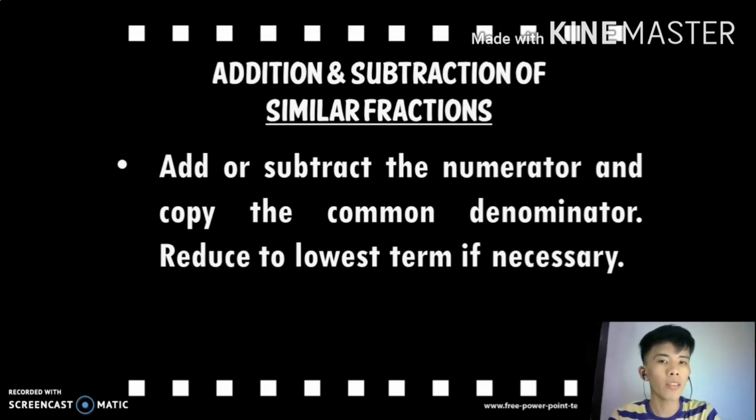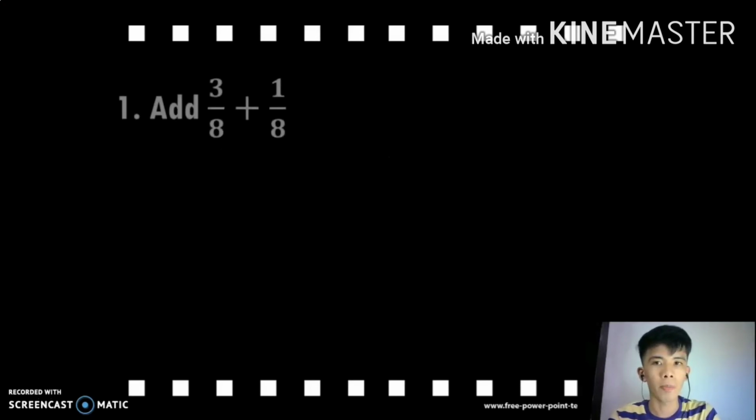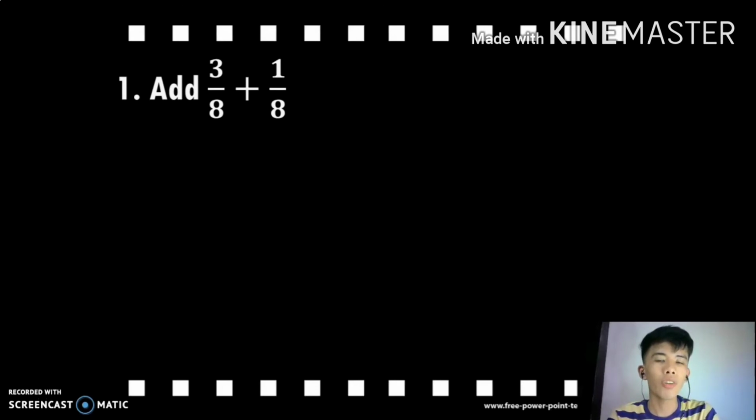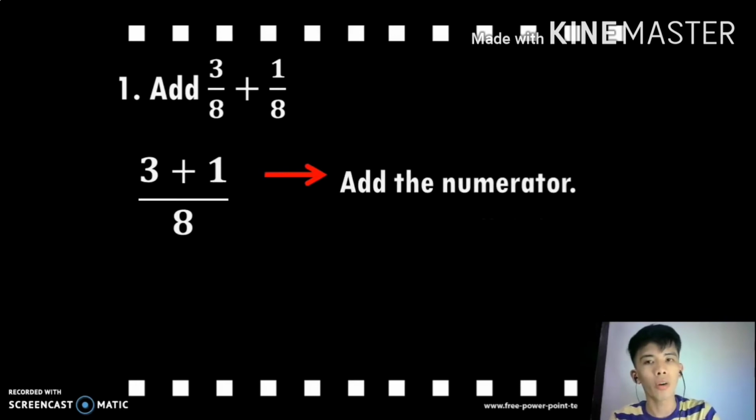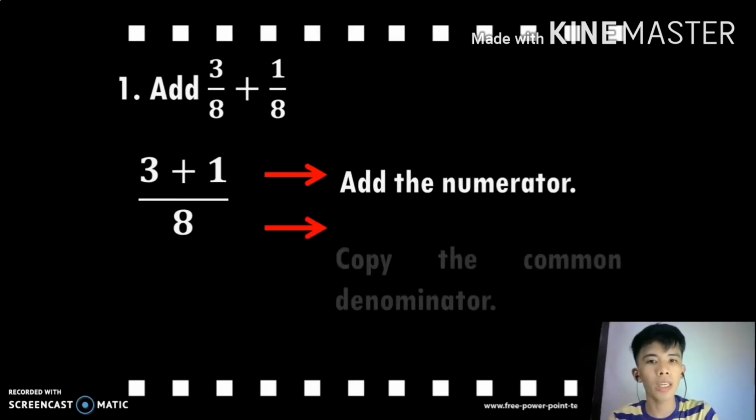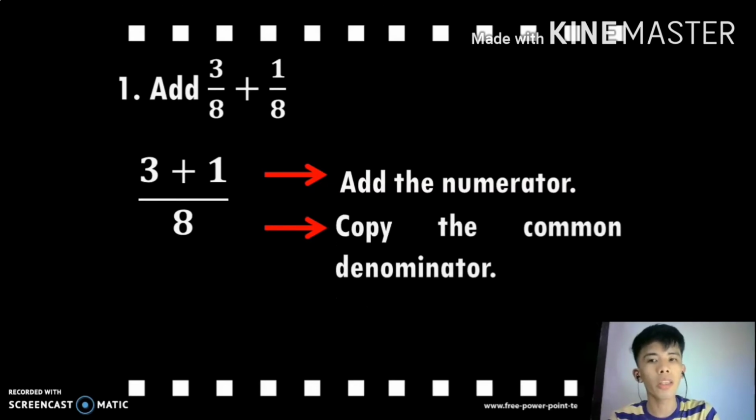So, ano ba yung example ng similar fraction? Yun. Add 3 over 8 and 1 over 8. Since parehas 8 yung nasa ilalim, so that is considered as similar fraction. Kasi parehas 8 yung nasa ilalim, or yung denominator. Kaya ang gagawin, all you have to do is to add the numerator since addition ang operation. And then just copy the given or the common denominator.